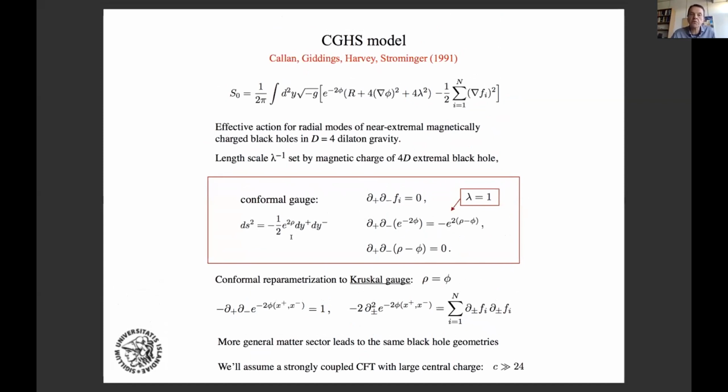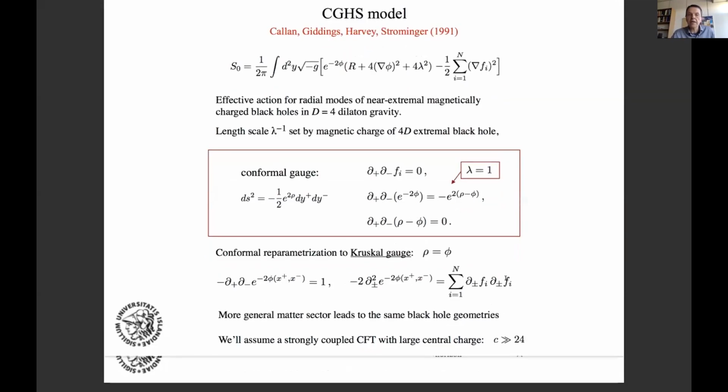Now there's a further convenient gauge choice. Basically, this last equation here allows us to do a conformal reparameterization to set rho equal to phi. So the conformal factor of the 2D metric can be identified with the dilaton field. And this simplifies the equations and also gives you directly, when you plot solutions in this coordinate system, the analog of Kruskal coordinates, so one can see the global geometry rather easily here.